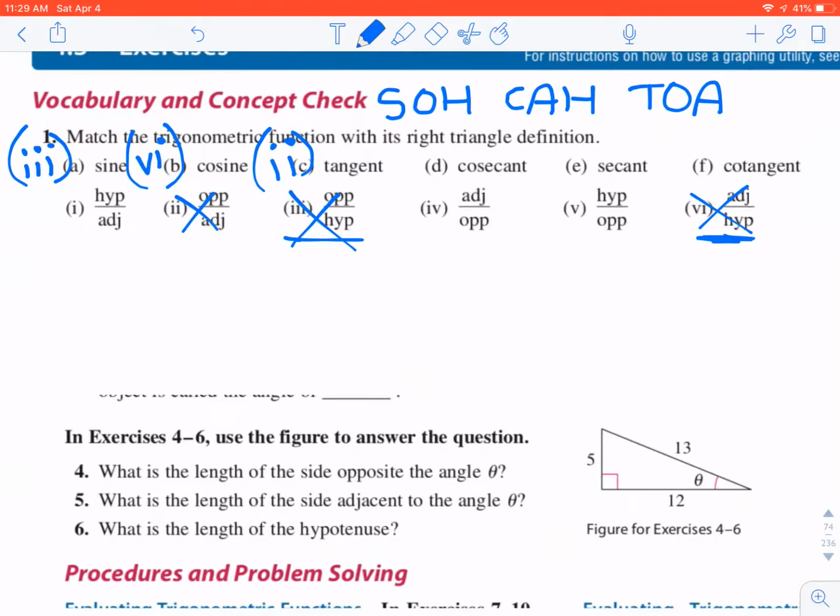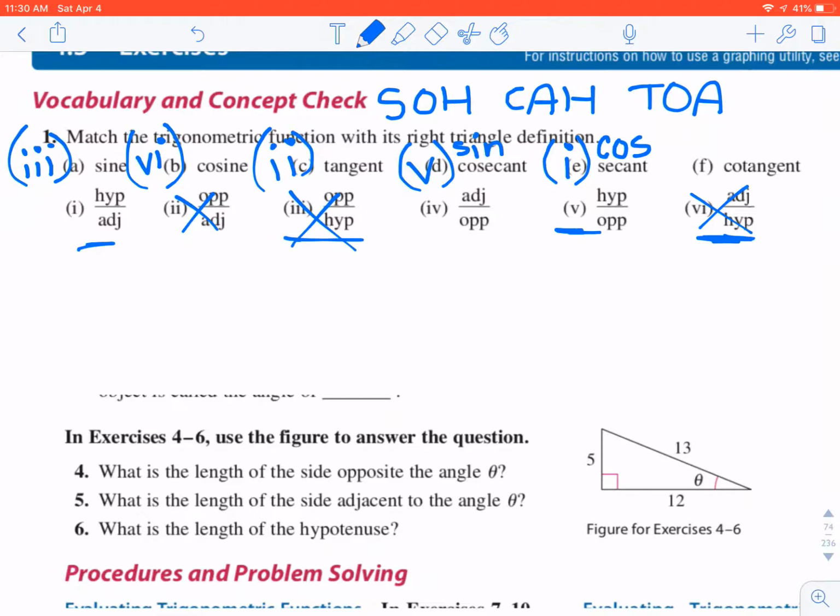Okay, cosecant. So now you want to remember what trig function goes with the reciprocal of these. Cosecant is the reciprocal of sine, so you're just going to flip it. Instead of opposite over hypotenuse, it's hypotenuse over opposite, which is number 5. Letter E, which is secant, is the reciprocal of cosine. So I'm going to put cosine above it. Secant is hypotenuse over adjacent, which is number 1.